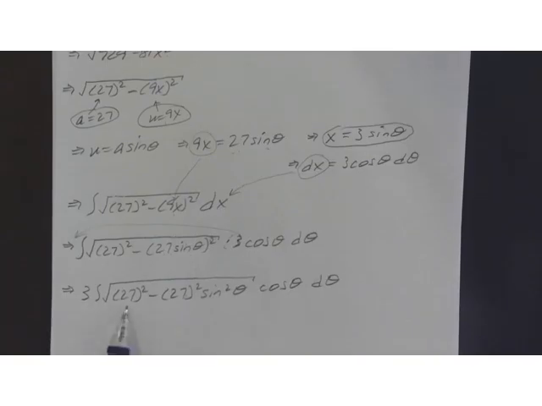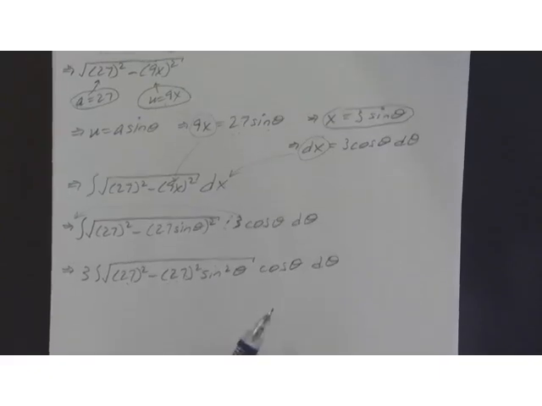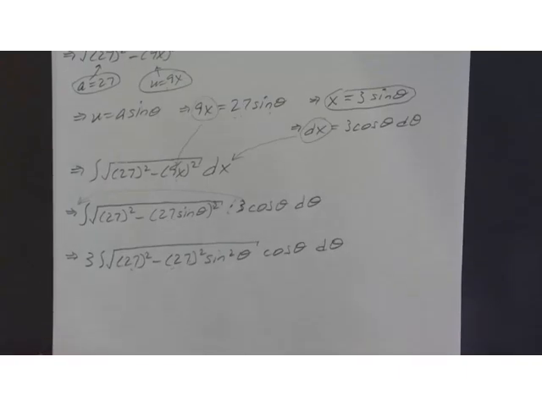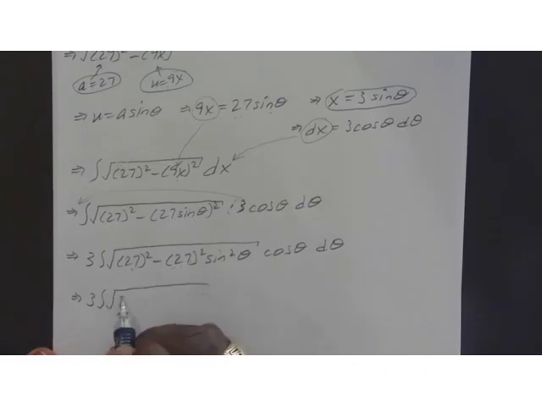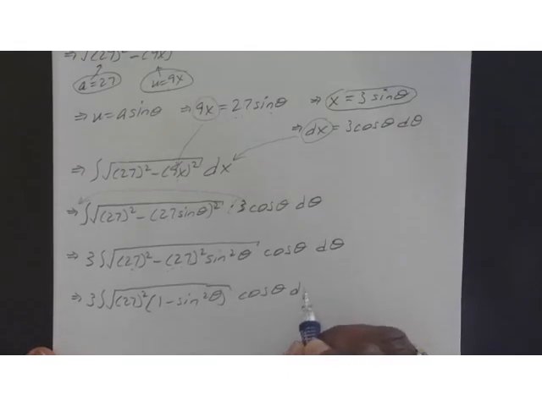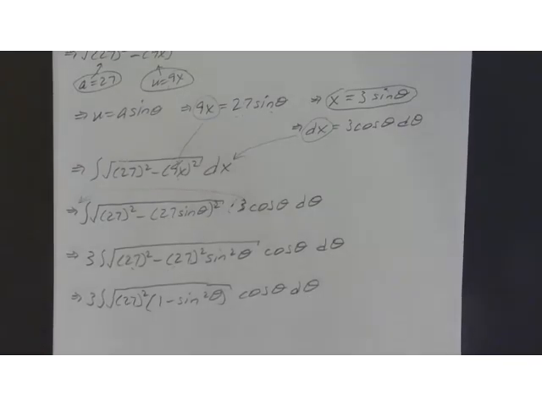Okay. Well, both of these happen to have a 27 squared as a factor. So we can factor that out of both of those. So 3 times the integral of the square root of 27 squared times, that leaves us with 1 minus sine squared of theta times cosine of theta with respect to theta.